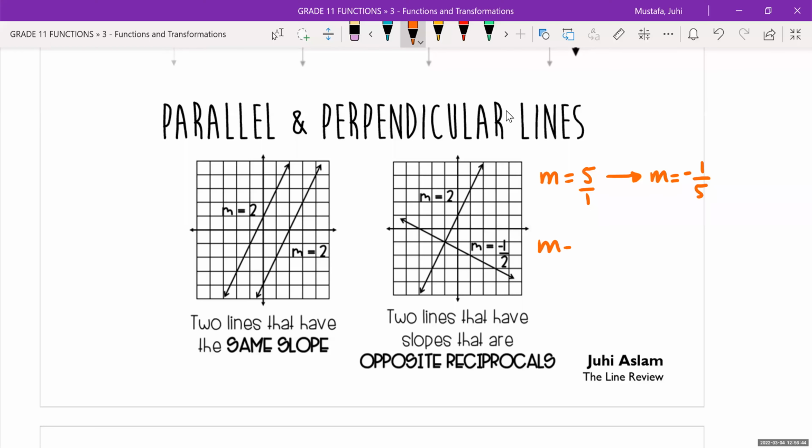Another example is if I gave you something like negative 1 over 8, the negative reciprocal slope of that is flip the numbers around. So it'll become 8 over 1. And you change the sign, it would just be a whole number 8.